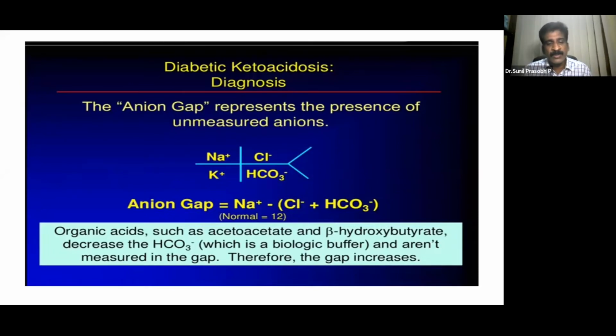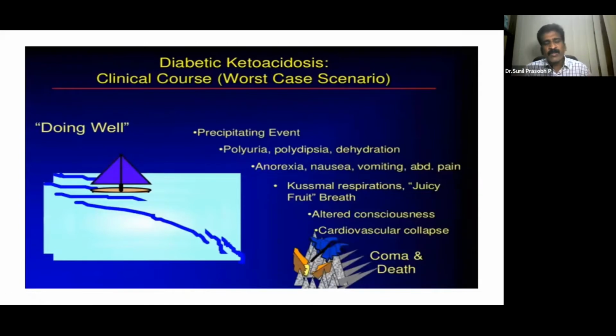So this is another very important concept when you're doing an anion gap. Anion gap, all of us know, is sodium minus chloride plus bicarbonate. Now, what happens is the keto acids, they are organic acids. The keto acids buffer with bicarbonate. So the bicarbonate is reduced, not available for this anion gap. So the anion gap increases. So basically, diabetic ketoacidosis is a high anion gap metabolic acidosis. That is the most important point. High anion gap metabolic acidosis. And that is basically due to these keto acids buffering with bicarbonate.